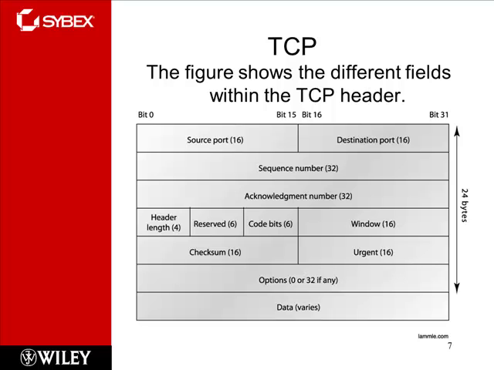Then the header length, we've got reserved, and then the code bits, the six code bits, are going to be the flags that go in here: the SYN, the SYN-ACK, whatever we're doing with these things. Window size: the systems negotiate a window size whenever they create the connection. How much data can I send? Because if we acknowledged receipt of every segment, man, that'd take a long time.